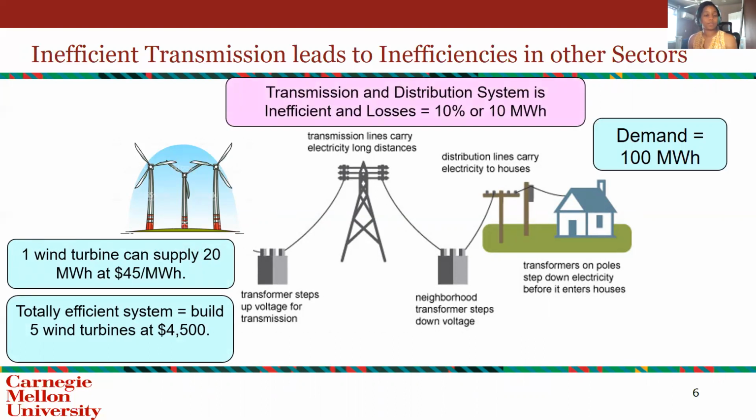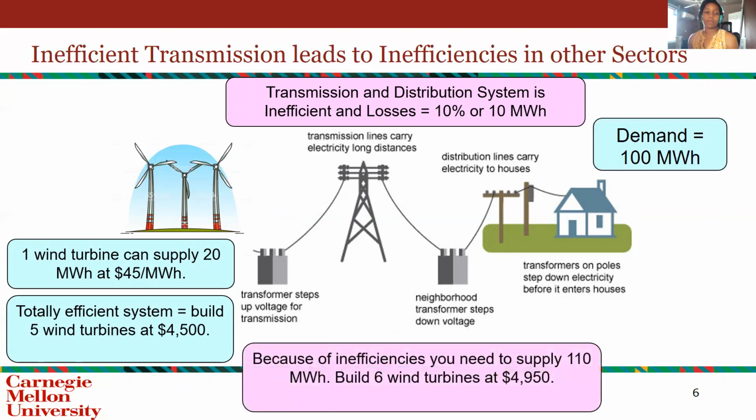But if we had a transmission and distribution system with 10% losses, or losing 10 megawatt hours for each person's demand that you serve, this would mean that we would need to build an extra wind turbine. So now we have to build 6 wind turbines instead of 5. And this comes at an additional cost of $450. So you can imagine that as we scale up to the country level, this number grows very quickly.